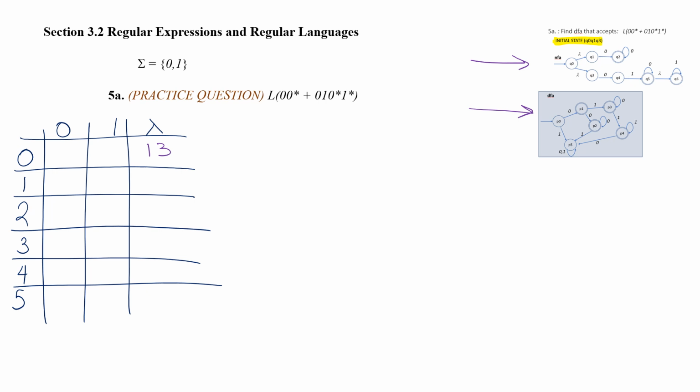That's Q1, Q3. From 1 with a 0, I go to 2, and that's it. From 2 with a 0, I stay in 2, and that's it. From 3 with a 0, I go to 4. 4 with a 1, I go to 5. 5 with a 0, I go to 5. I forgot, I have a Q6 here.